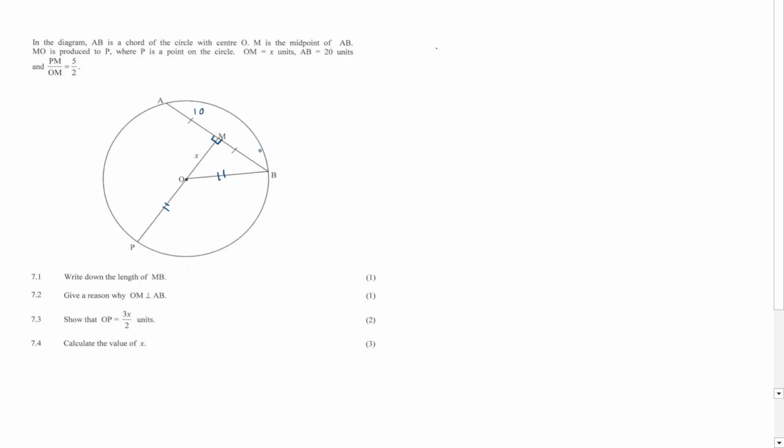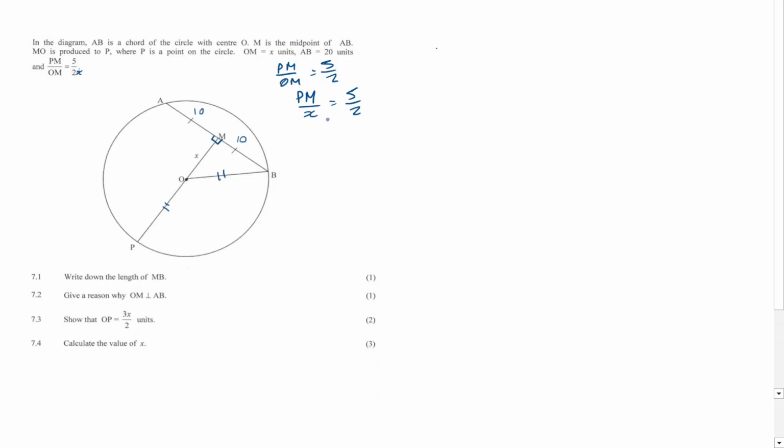And so if AB is 20, then because it bisects it, each of these would be 10. And PM, the entire line, PM over OM equals 5 is to 2. And so what you could do there is OM, which they've given us, is x. So let's just call that x, and the entire line is 5 is to 2. So I'm just going to call OM x down here, and so that's x.